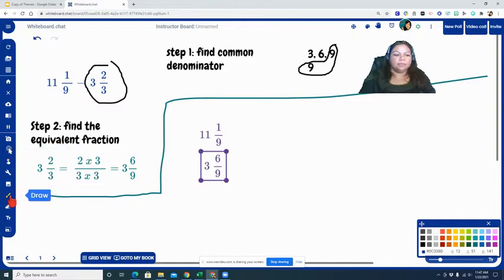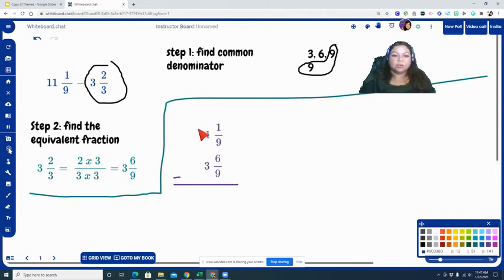Now, the problem that I have here, which we discussed during class, is that I cannot take away 6 from 1. My fraction on the top is smaller than the fraction that I'm subtracting, and I can't do it. It's kind of like taking away 3 from 2, or taking away 9 from 0. You can't. And in regular math, where there are no fractions, you would regroup. Well, in fractions, we call it renaming. We're going to rename it.